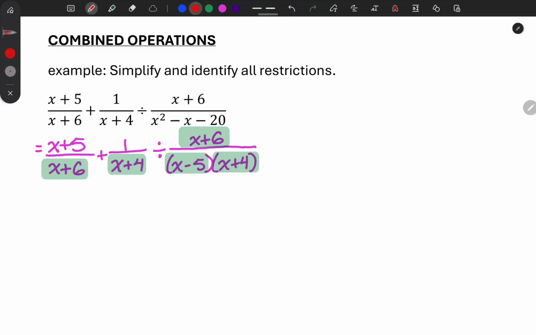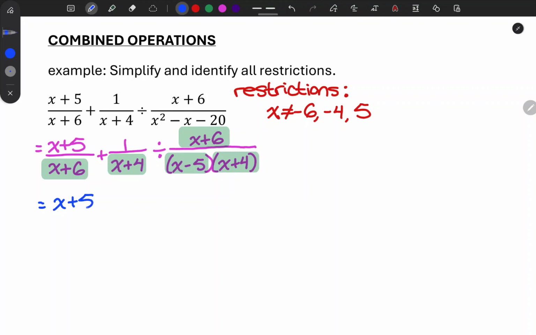So keeping that in mind, our restrictions, things that x cannot be equal to: x cannot be equal to negative 6, negative 4, and positive 5. It looks like those are all the unique ones offhand. Now that we've done that, we need to ask ourselves, what can we rewrite and what should we do first? Seeing that we have division, I would rewrite that as multiplication, keeping in mind that both multiplication and division happen before that addition in our order of operations.